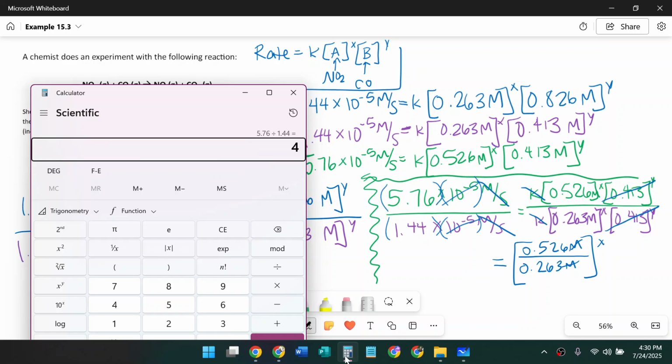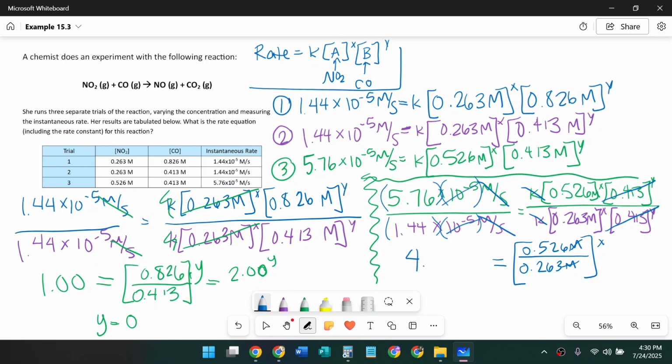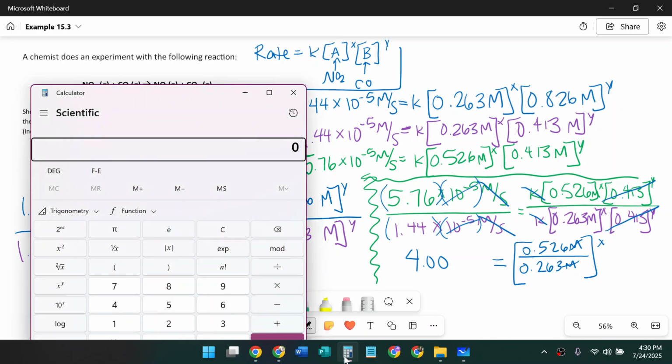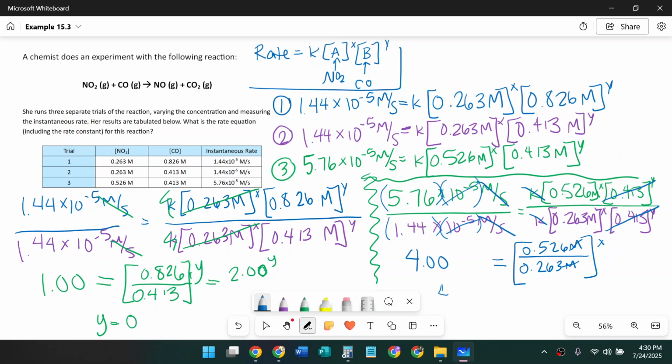All right, so I got 4. I'm going to write it correctly with 4.00 because that's how many significant figures I have to worry about. On the other side, I have 0.526 divided by 0.263, which gives me 2. And so I have 4.00 equals 2.00 to the x. 2 to the what is 4? 2 to the second power is 4. So x equals 2.